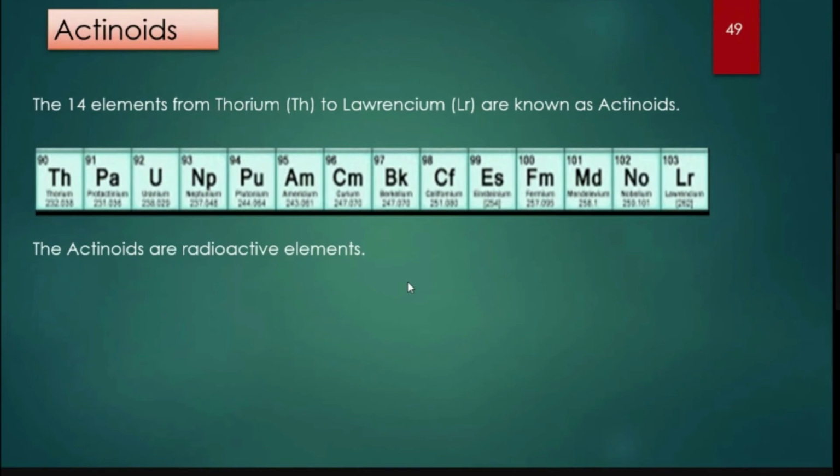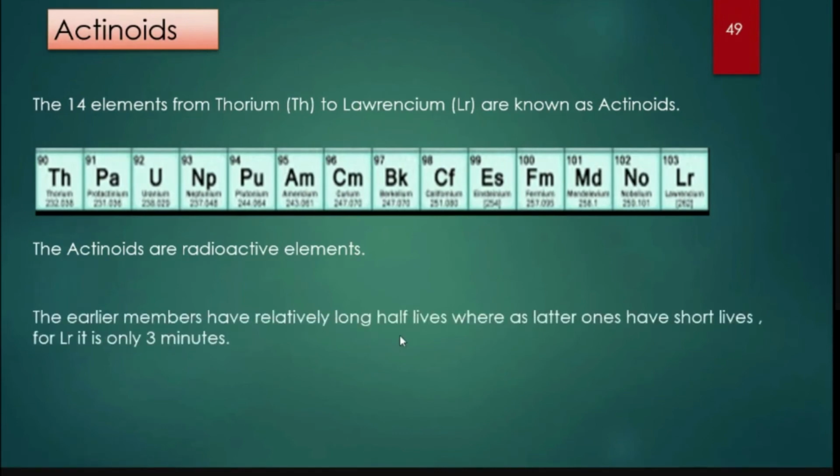The actinoids are radioactive elements. See here, in the case of lanthanides, promethium is the only element which is radioactive in nature, whereas in the case of actinoids, all the 14 elements are radioactive in nature. The earlier members have relatively longer half-lives, whereas the latter ones have shorter half-lives. When it comes to lawrencium, its half-life period is only 3 minutes.